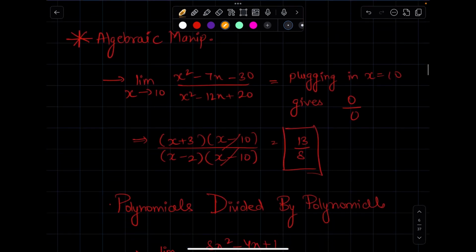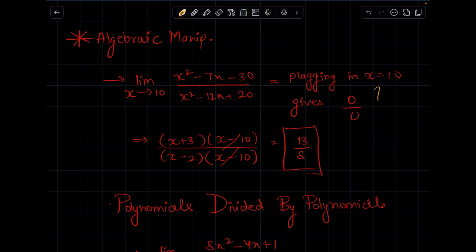Okay, so let's move on to some problem solving. Let's talk about algebraic manipulation. If we have a function, the limit of x squared minus 7x minus 30 upon x squared minus 12x plus 20 as x tends to 10. If you were to plug in x equal to 10, you would get 0 upon 0. So how are you meant to solve this?